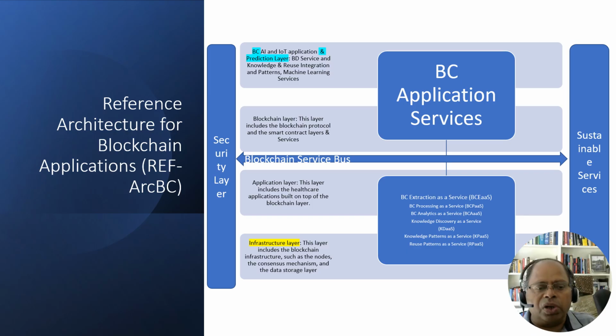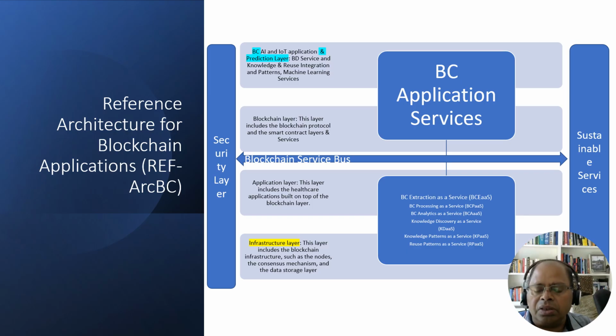So this is the visual notation for blockchain. So you can see at the top layer AI and IoT, where AI also can be adapted to pre-process the data, clean the data, and even predict some services. And then the blockchain layer where the actual blockchains are available. This is the blockchain service bus.